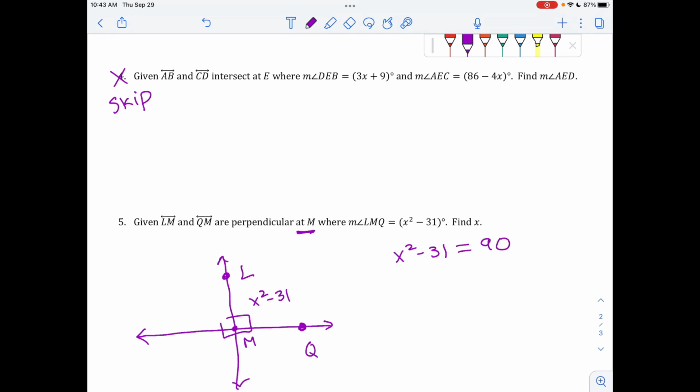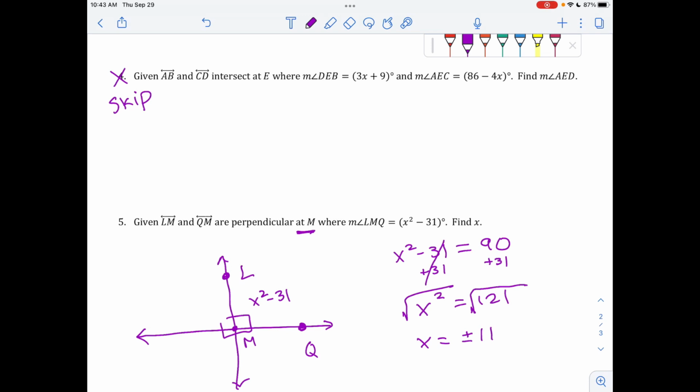Now, I'm going to solve this, and you might be thinking, oh, I need a factor box here, but you don't, because there's no x term here. I can just add 31 to the other side, and I get 121. And then to get rid of the square on the x squared, I can just square root both sides, and that gives me plus or minus 11.